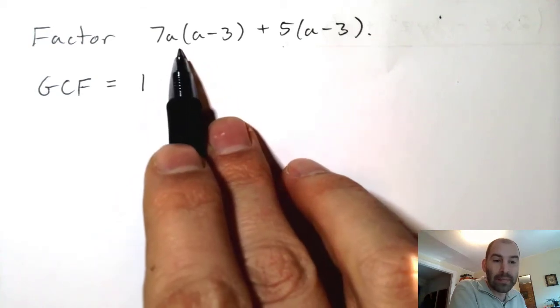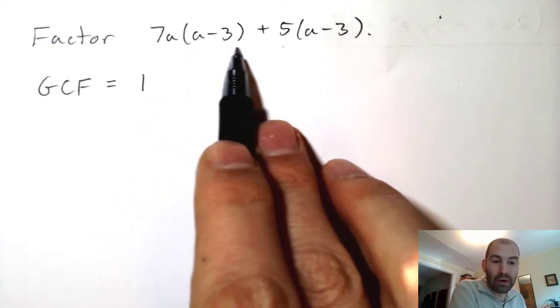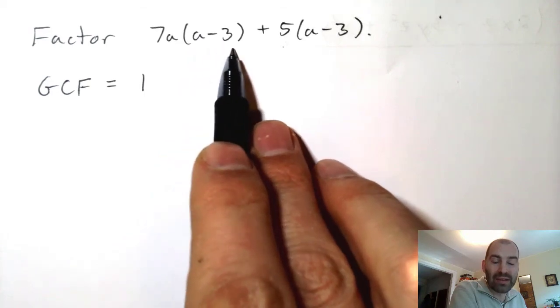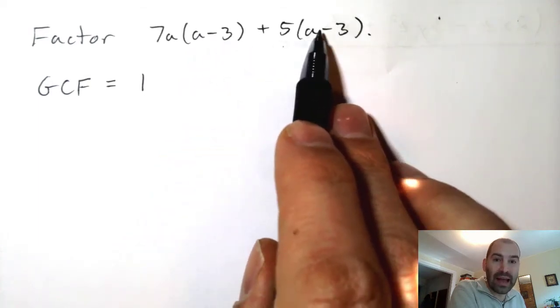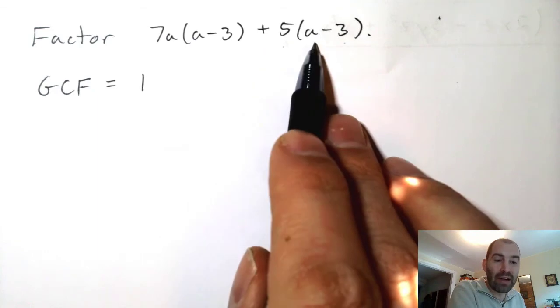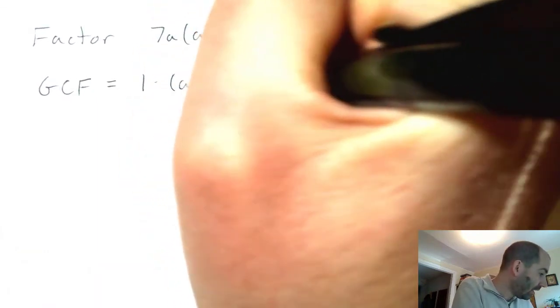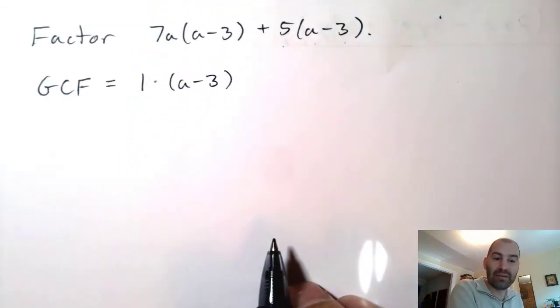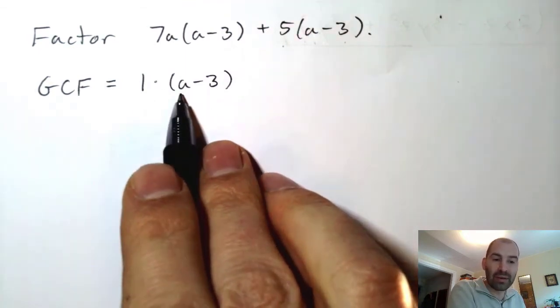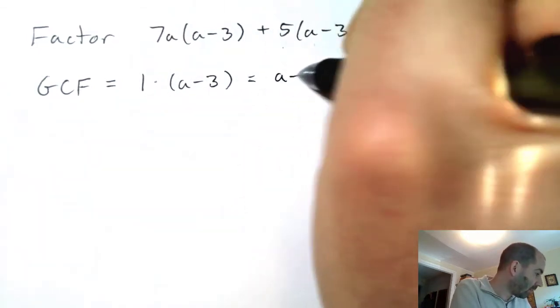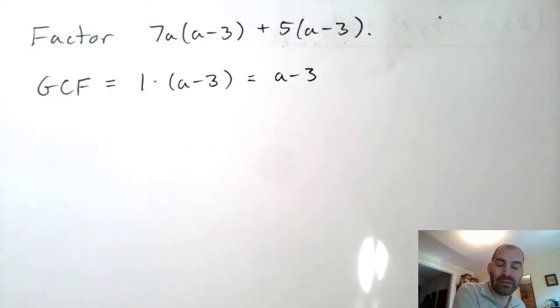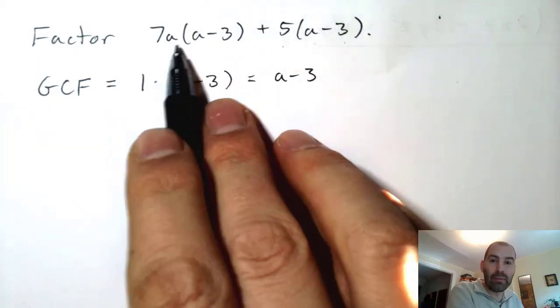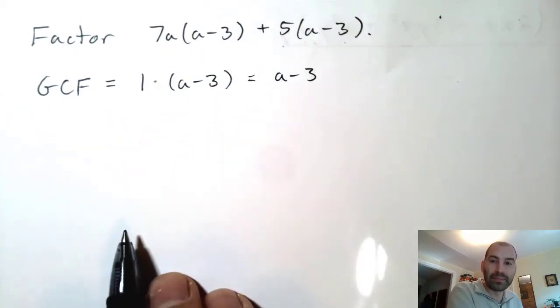Let's look at the next factor here, the next thing being multiplied. It's an A minus 3. This one also has an A minus 3. They both have A minus 3, so I can include A minus 3 in my GCF. Now, 1 times something is just that something. So I could just write the GCF as just A minus 3. I don't need to include the 1. Okay, so that's my GCF. This is the largest thing they are both divisible by. So what I'm going to do is I'm going to factor that out.